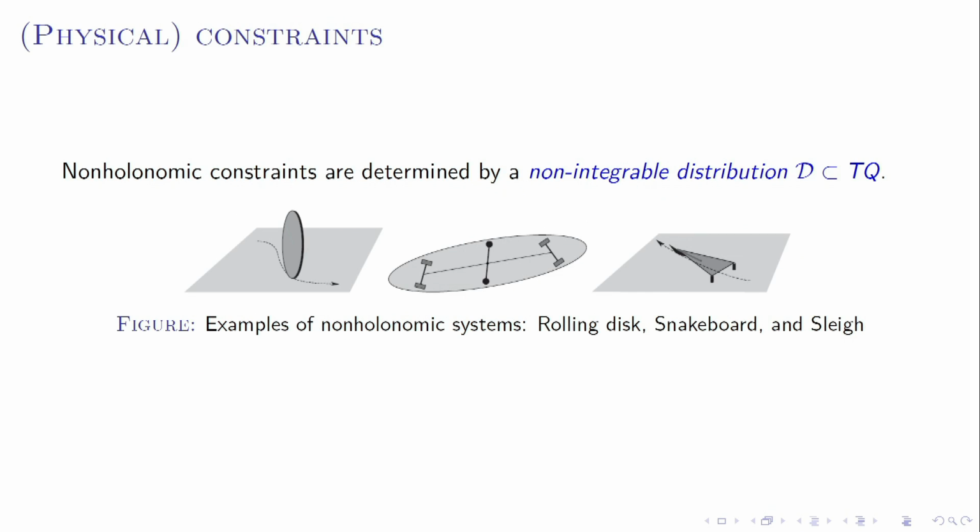So let me start with just a simple recalling of what physical non-holonomic constraints are. These are constraints over the velocities that your system may assume. So these are typical examples of non-holonomic systems. Vertical rolling disk, it's like a rolling penny that is constrained to move in the direction of the orientation of the coin. The coin cannot move sideways. Then you have the snake board, and the last one, the Chaplygin sleigh, which is the prototypical example of a non-holonomic system.